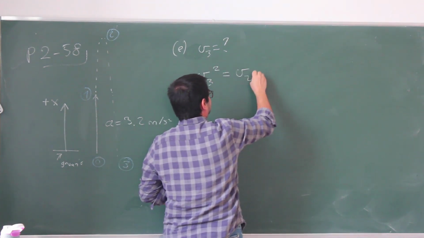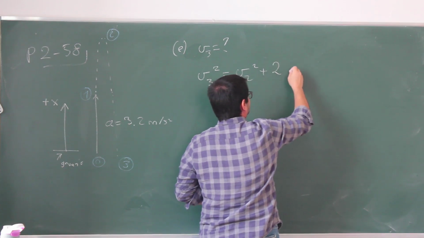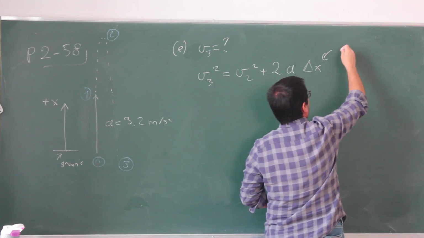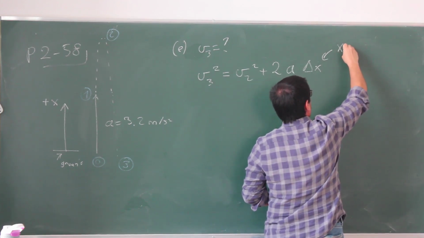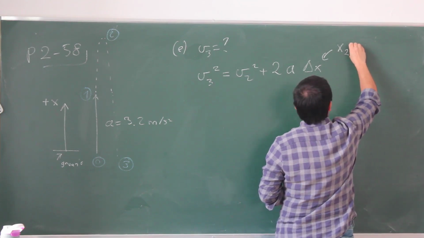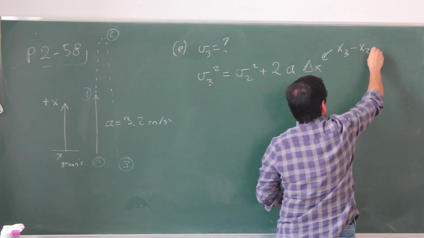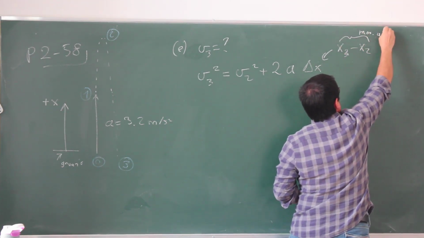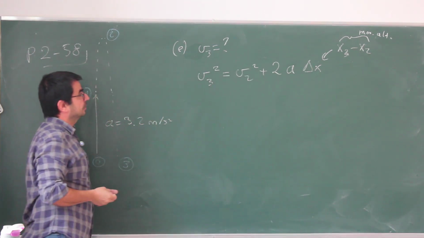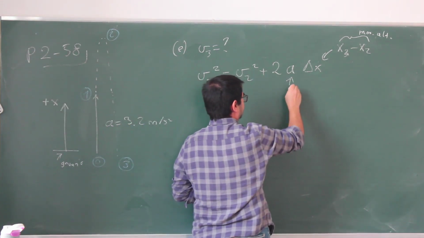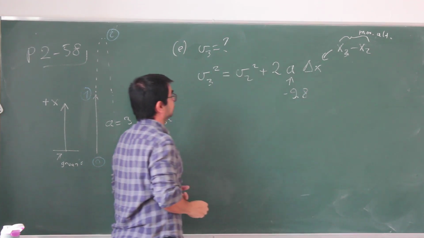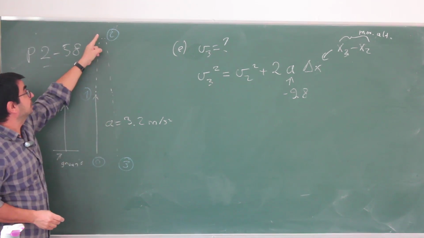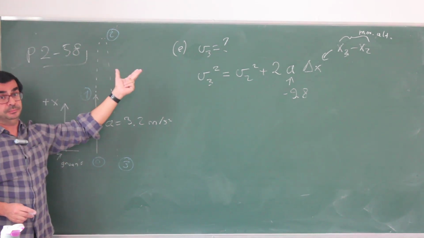v3 squared is v2 squared plus 2a delta x. Now, delta x is our maximum altitude, so this is x3 minus x2, but this is just the maximum altitude. It's something we found previously. This is our acceleration, minus 9.8 meters per second squared. v2 squared is the velocity I start with in this motion. That's my velocity at the maximum altitude, that's 0.